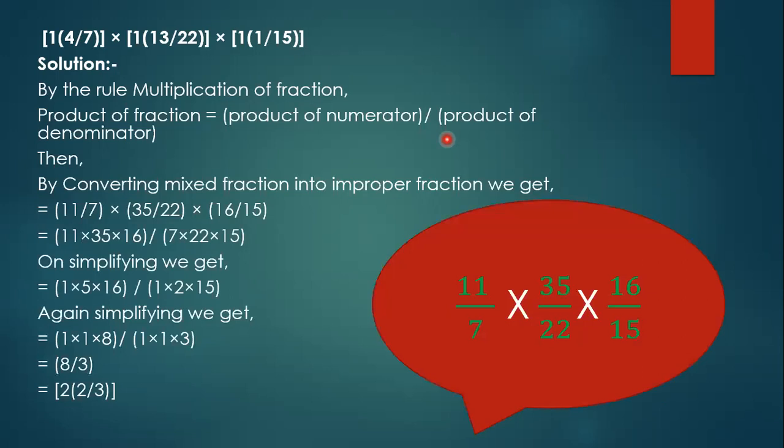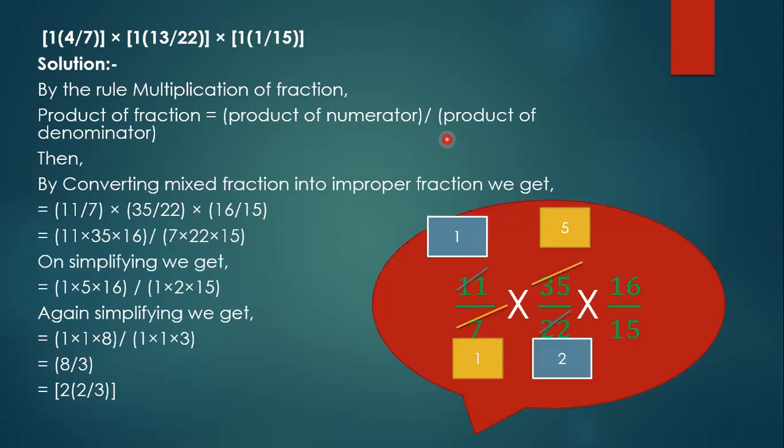What will I do? I'll simply write them in this form. Children, here you can see I can cancel 11 by 22, 7 and 35. 7 table 1 time, 35 comes 5 times, 11 and 22 1 time and 2 times. If I again want to cancel out, in 5 table 1 time, 3 times, in 2 table 1 time, 8 times. My answer would be 8 by 3.